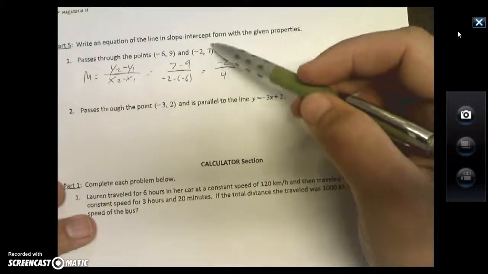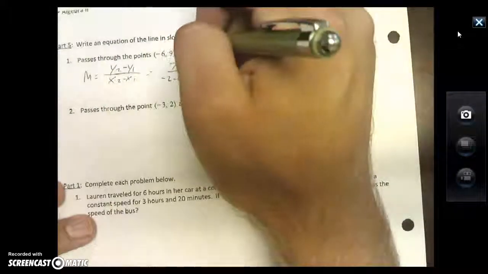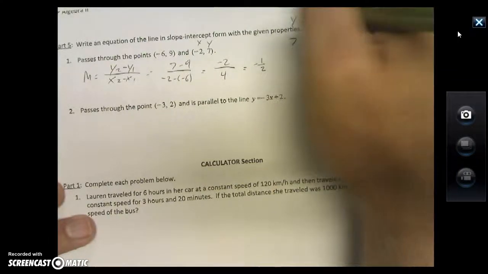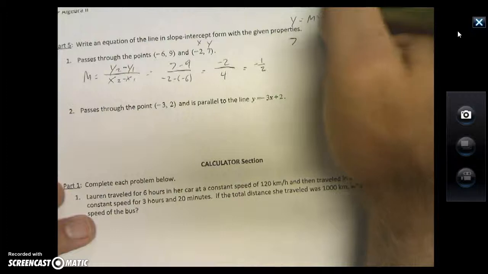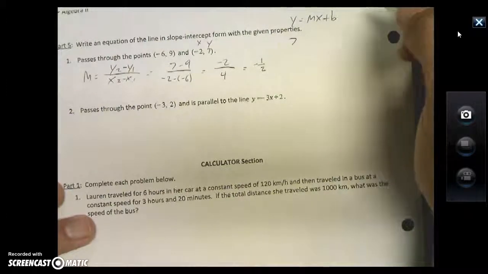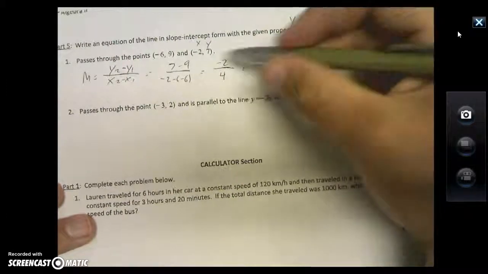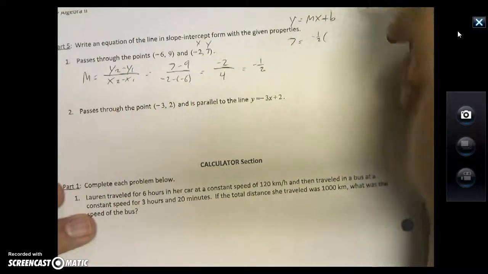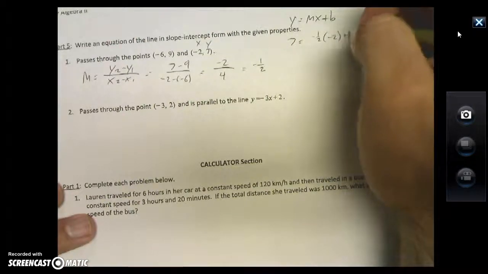Pick any point you want then. I'm going to go with this one just because it has 2 in it. It's my favorite number. 7. And now where am I doing this from? y equals mx plus b. Okay. Plugging everything in. 7 goes in for y. -1/2 goes in for m. My x is -2 plus b.